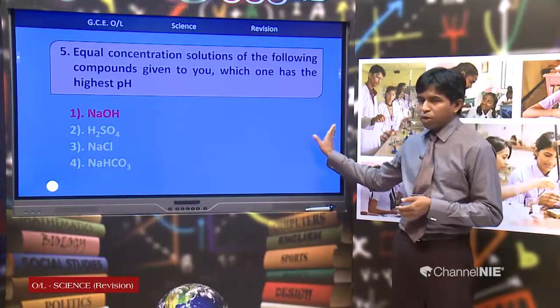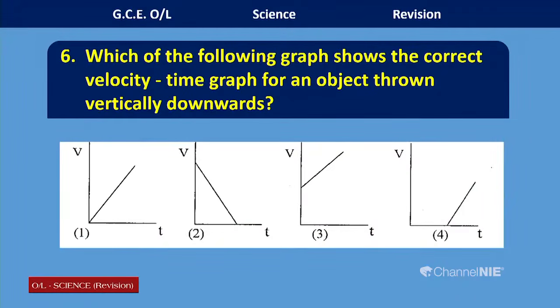Now let us move on to question number 6. Which of the following graphs correctly shows the velocity time graph of an object thrown vertically downwards? This is from your grade 10 chapter 2. You have done VT graphs and ST graphs. What is V here? Velocity, on the y axis. What is T here? Time, on the x axis. So we call it a VT graph.